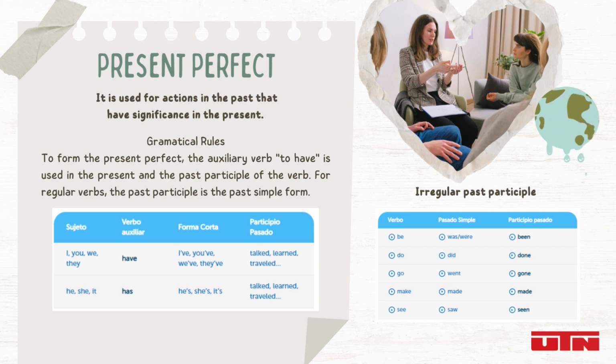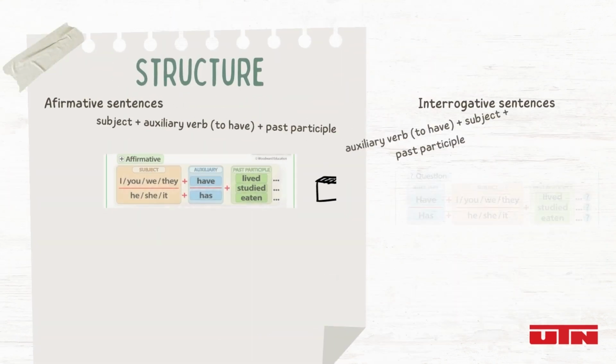Subject: he, she, it. Auxiliary verb: has. Short form: he's, she's, it's. Past participle: talked, learned, traveled. There are many irregular past participles in English. Below is a list of some of the most common irregular past participles. For example, verb be, simple past was, were, past participle been, and others.